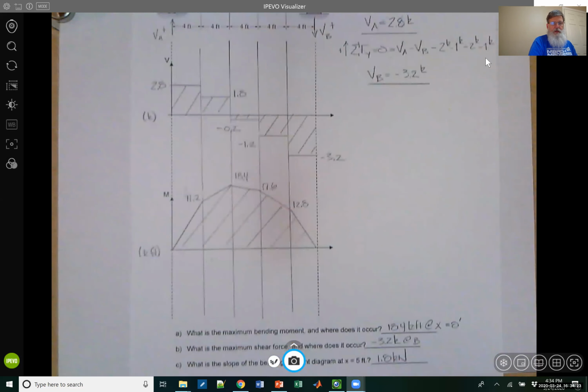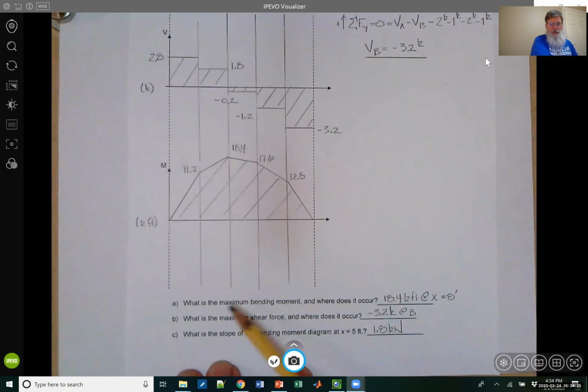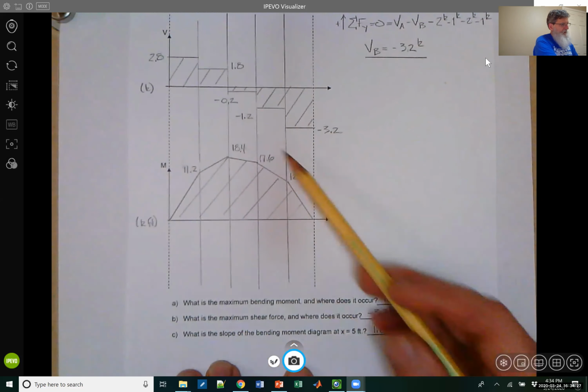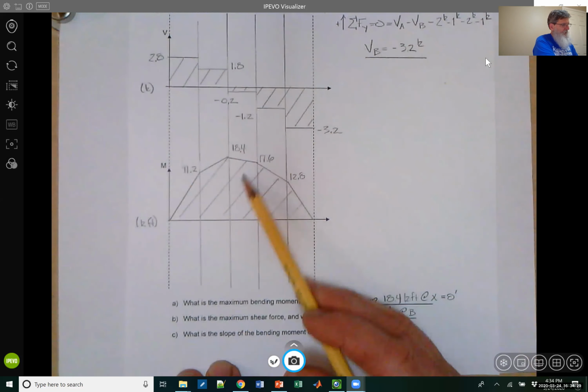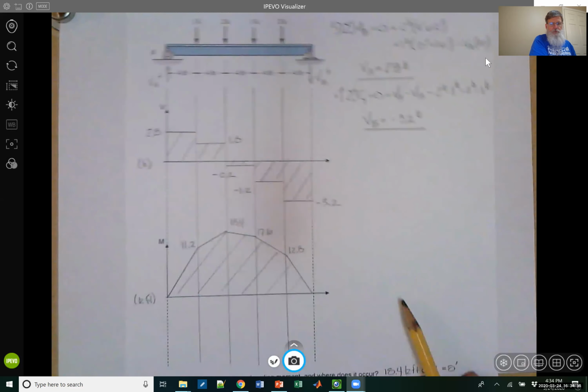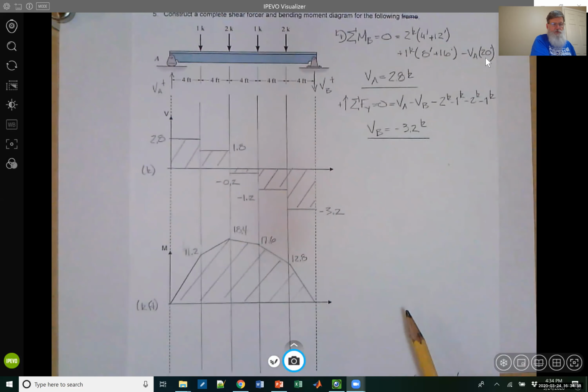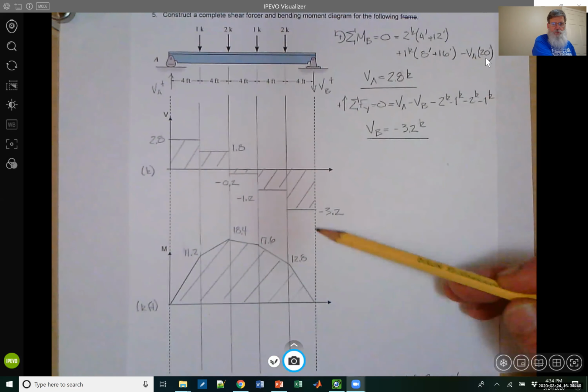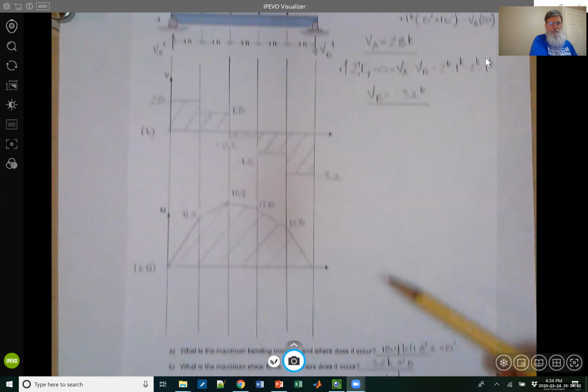Now the questions that were asked were, what's the maximum moment, where does it occur? Well, I look at my diagram, it looks like it's 18.4 and occurs right there at x equal 8. What's the maximum shear and where does it occur? Well, maximum shear, remember, sign is direction, so the maximum value is 3.2, and it occurs at B.